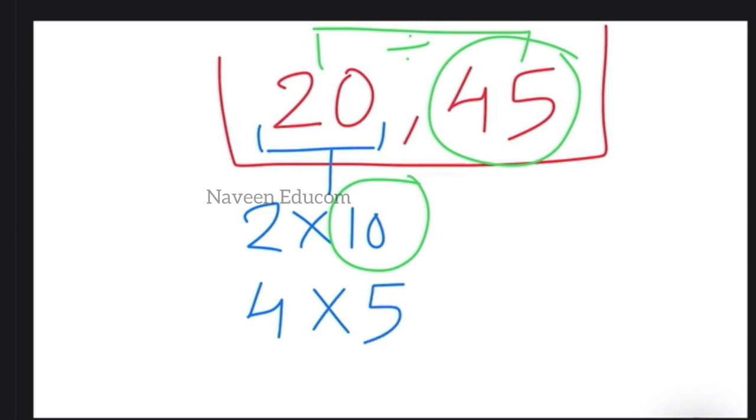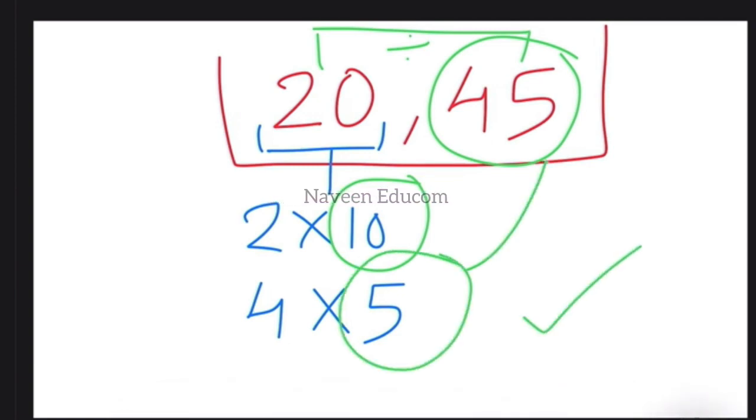That is 4 into 5. There's no terms for 3, so we are coming to 4 into 5. Now let us look into 5 and 45, comparing. Yes, they are factors to each other. So what's the next step?